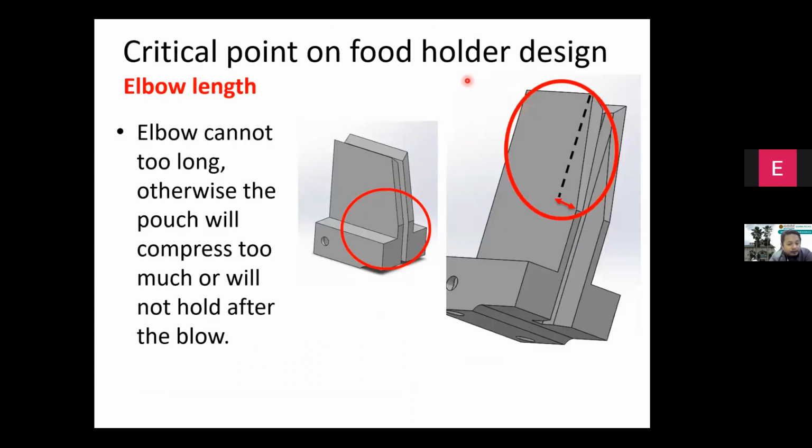Now the next one is the elbow length. This is also a very important one. The function of the elbow length is basically to hold the pouch after we blow. Otherwise, when the blowing process takes place, this dimension is quite simple, but it actually affects the most. Even with a difference of 1 mm, the pouch will not stay open. So that's why this is actually very important. So we did analysis to see what the best dimension is and what the specific dimension is for every pouch.